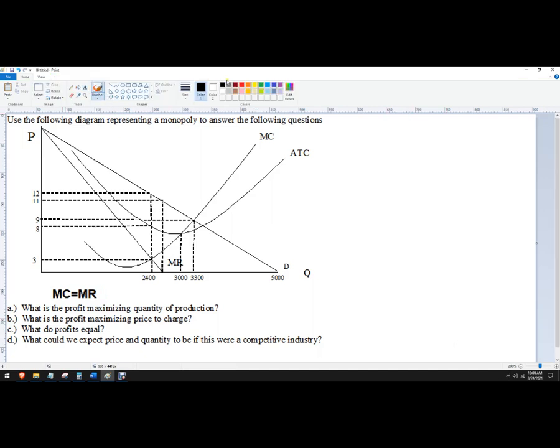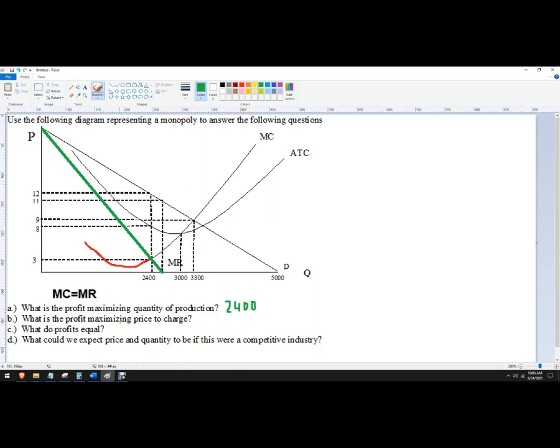So let's find out, and we're just going to draw right on this. Here's marginal cost. It's this line right here. We're just going to follow that right here up until it hits marginal revenue. There's marginal revenue. Marginal revenue will make this green line right down here. Let me go ahead and intersect at 2400. So that's the answer to that first question, 2400.